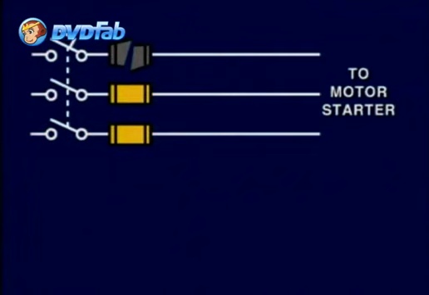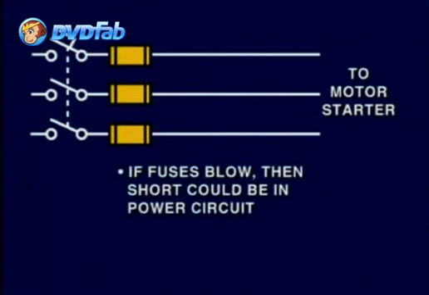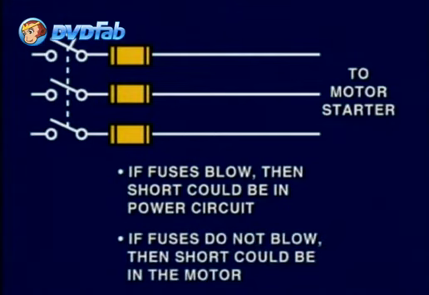If the fuses are blown, they need to be replaced before power can be applied again. If they blow again, then a short circuit is present in the power circuit. If the fuses do not blow, then the most likely place the short has occurred is in the motor itself.